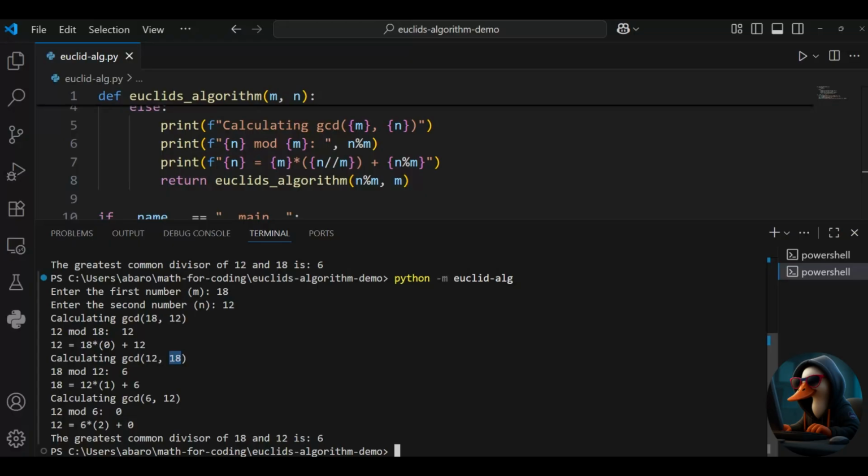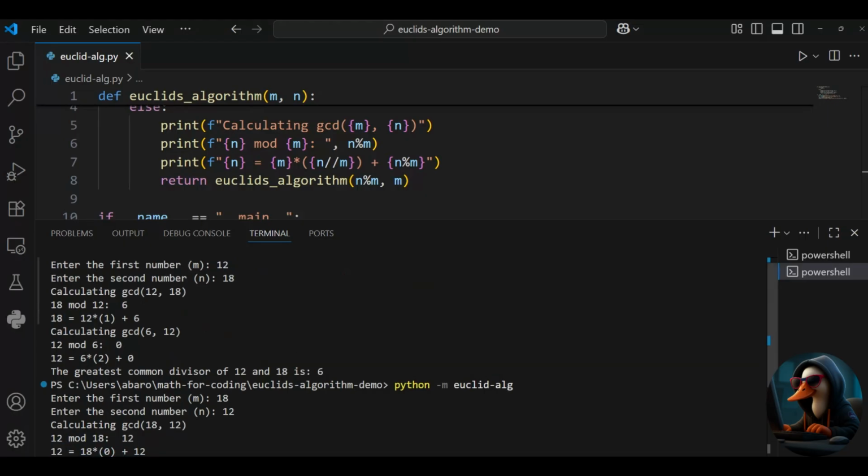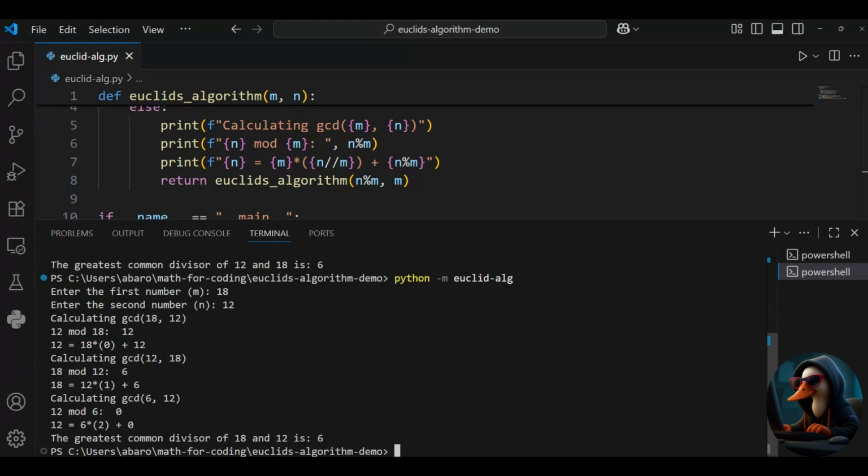So what we get is after the first step, it actually corrects itself. And the rest of the algorithm is exactly the same as if we were to have the first number smaller than the larger number. So that works for larger numbers too. Let's just check it out.